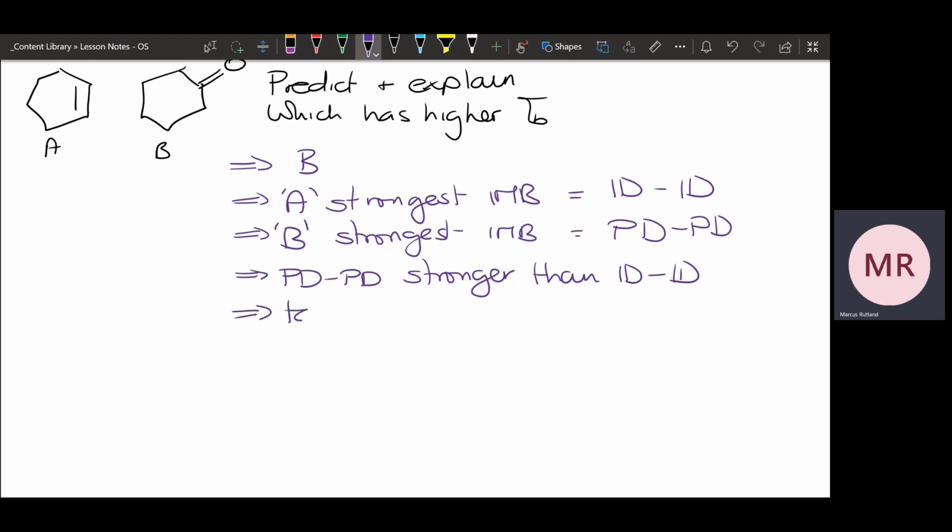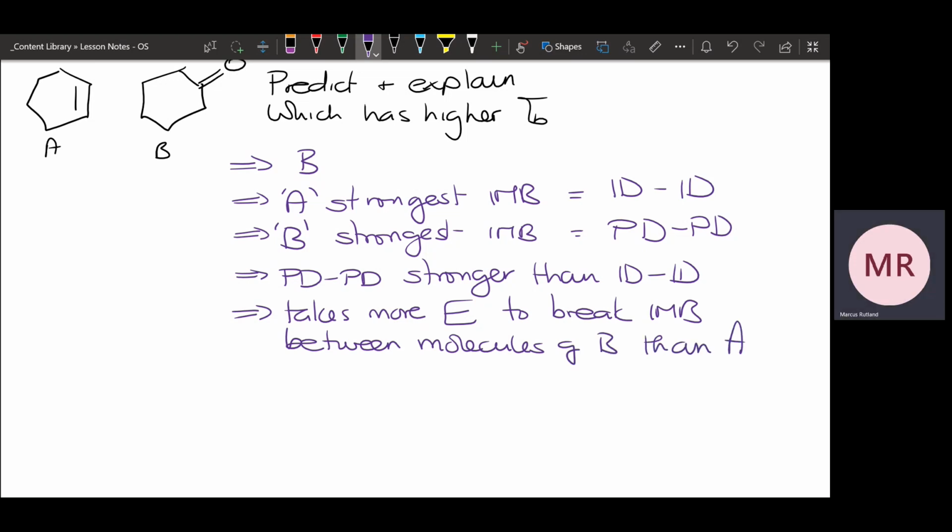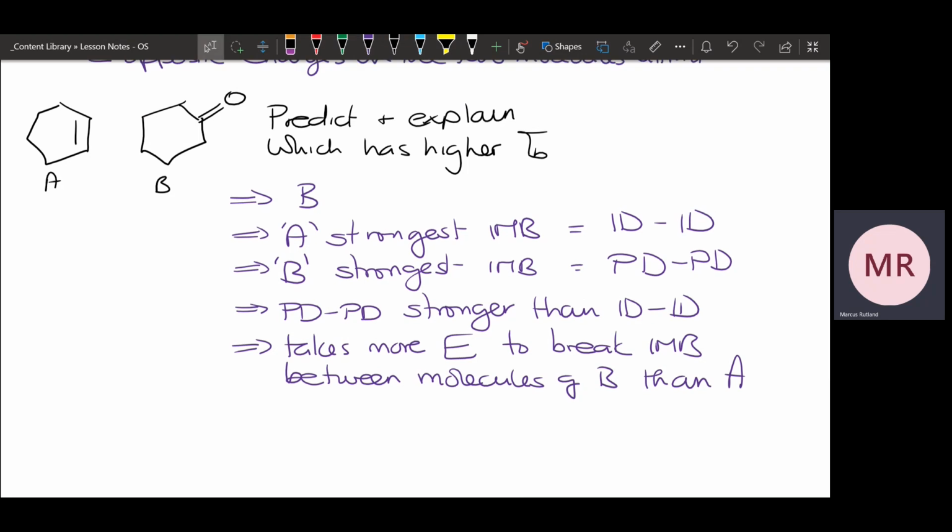So it takes more energy to break the intermolecular bonds between molecules of B than A. So this is a very standard answer to a question. So just note the structure.